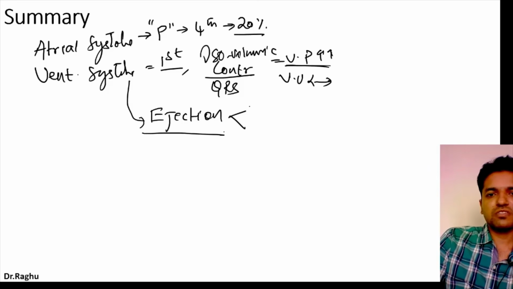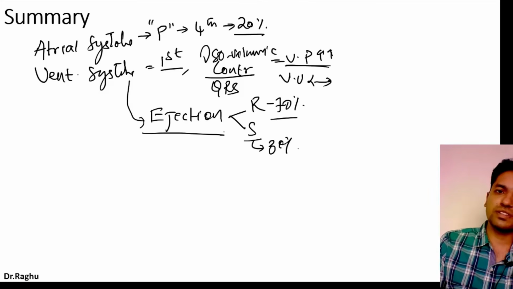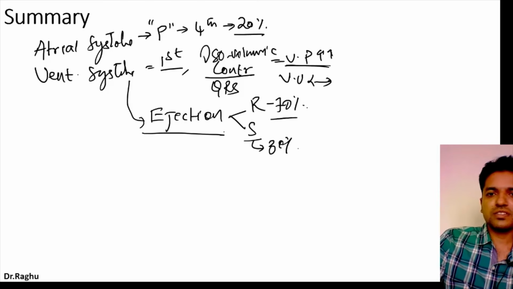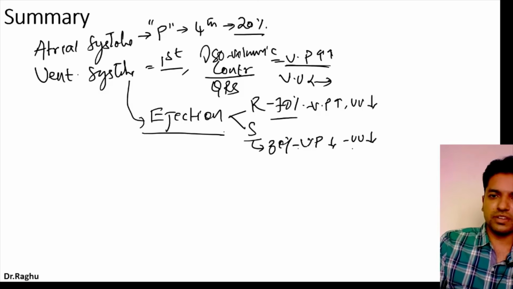Now this ejection of the blood is also a rapid ejection and a slow ejection. Rapid ejection contributes to the ejection of 70% of the stroke volume. Slow ejection contributes to the ejection of 30% of the stroke volume. In the rapid ejection, the ventricular pressure increases, the ventricular volume decreases. In the slow ejection, the ventricular pressure begins to fall and the ventricular volume also decreases.